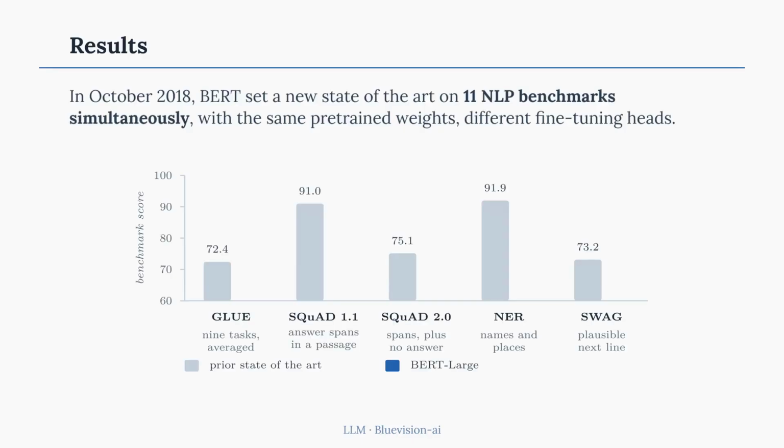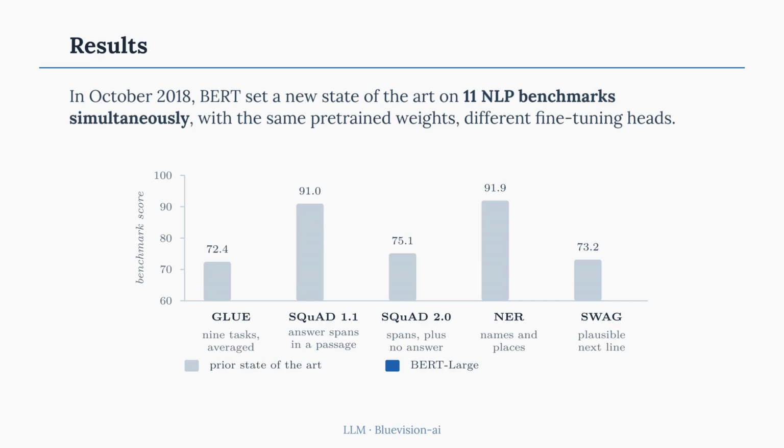First, the baseline. These gray bars are the prior state-of-the-art on 5 of those benchmarks, the best systems in the world before BERT. GLUE, the composite of 9 language understanding tasks, stood at 72.4. SQuAD 1.1 question answering was already at 91.0, close to saturated. SQuAD 2.0 sits far lower, at 75.1, because unlike version 1.1, it also includes questions with no answer anywhere in the passage, so the model has to recognize absence, not just locate a span. Named entity recognition at 91.9, and SWAG common sense reasoning at 73.2.